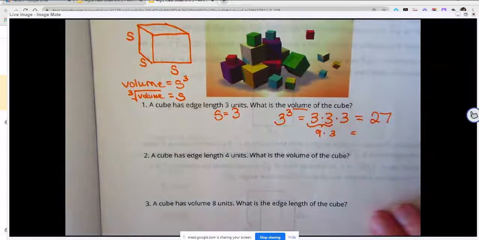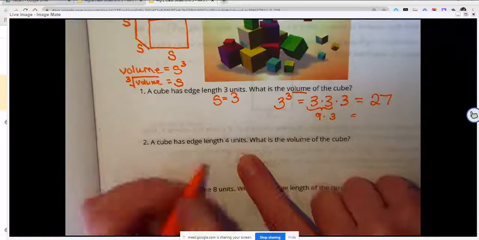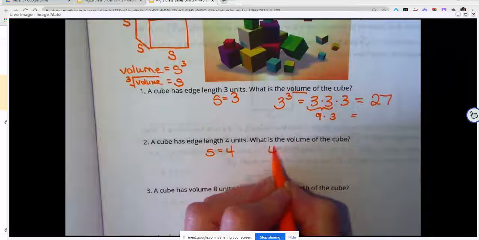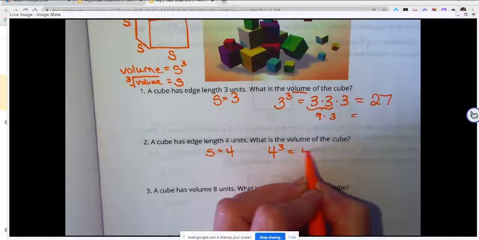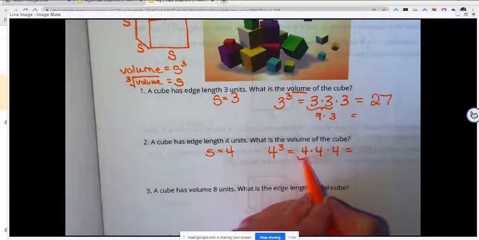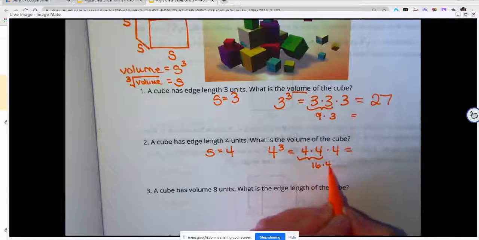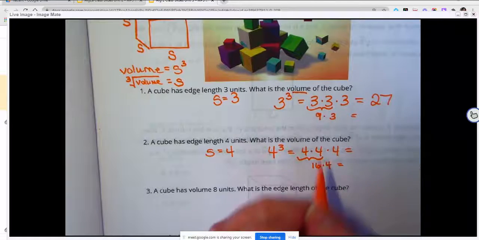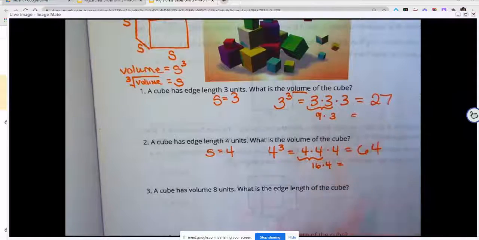And if we change the side length to 4, we're just going to follow that same procedure. If our now side length is 4, 4 to the 3rd power, 4 times 4 times 4. 64 going on there.